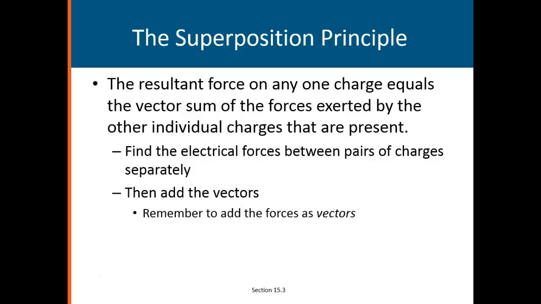The resultant force on any one charge equals the vector sum of the forces exerted by the other individual charges that are present. So what you do is find the electrical force between each pair of charges, her on me, you on me, you on me, pushing, pulling, whichever it is. Find them separately, then add the vectors; remember to add forces as vectors. We'd set up our coordinate system, and hers would be so many x, y, and yours would be so many x, y that way. You add the x's, add the y's, the components in the x and y directions, and whatever you get at the end, that's the final sum.